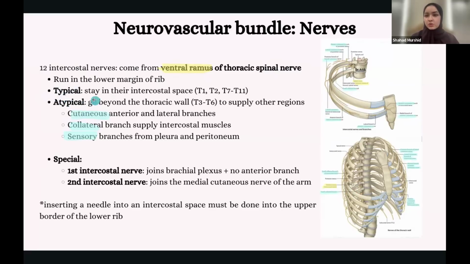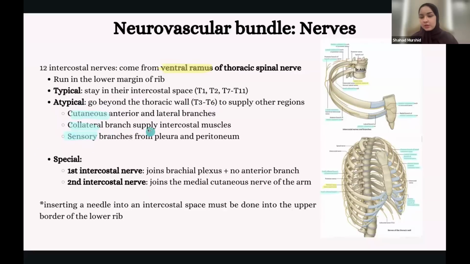The typical ones only supply their intercostal space. So they are T1, T2, and then T7 to T11. They're called the typical intercostal nerves. The atypical ones are called atypical because they supply other things. They supply their intercostal space, and then they give branches to other places, and they work in other places, basically. So these are T3 to T6. And what they supply is cutaneous branches, anterior and lateral. So they supply parts of the skin.